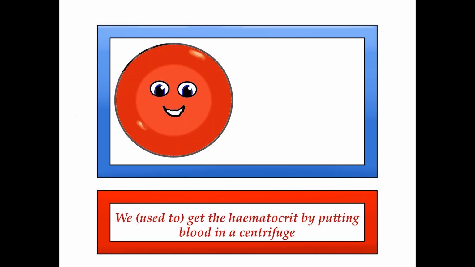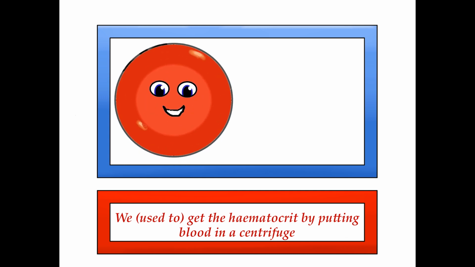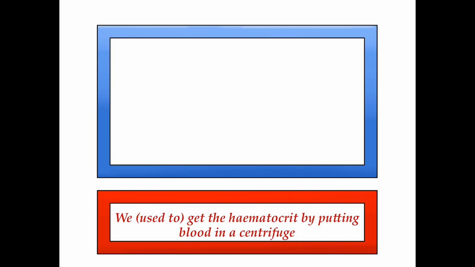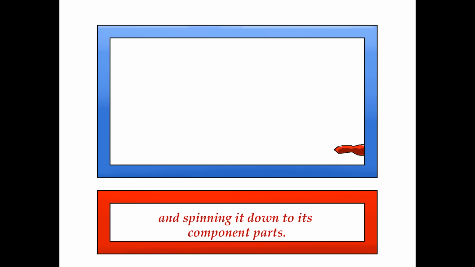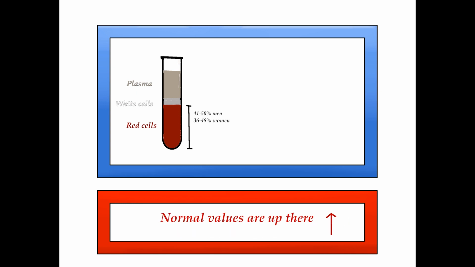We get the hematocrit by spinning blood. What I mean by spinning blood is putting it into a centrifuge and spinning it down until it breaks down into its constituent parts. So that's splitting into red cells, there's a tiny layer of white cells, and then plasma. And the hematocrit is the percentage of this solution that is made up of red cells. Now, normal values for hematocrit is 41 to 50% for men and 36 to 48% for women.